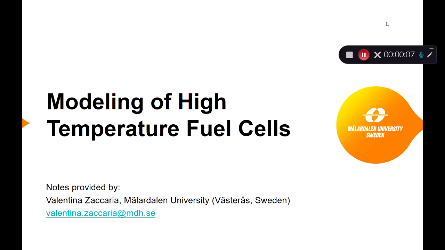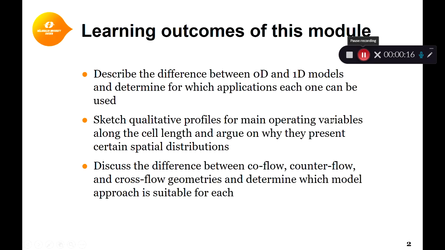This lesson will cover aspects of mathematical modeling of high-temperature fuel cells. At the end of this lesson, you will be able to describe the differences between non-dimensional models and one-dimensional models and determine for which applications each one can be used.